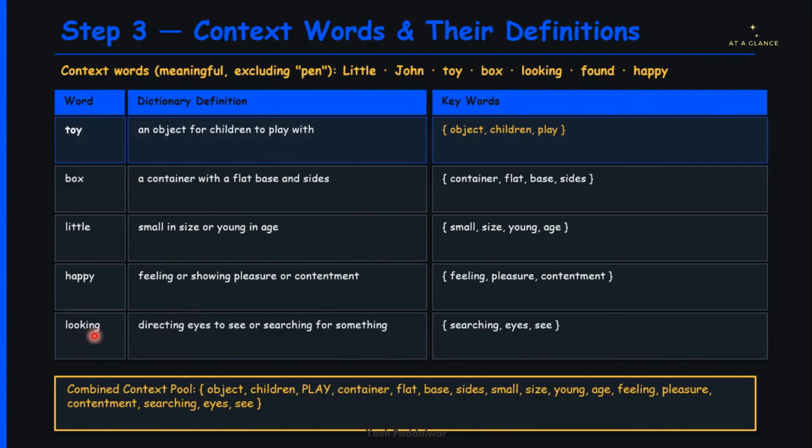Let's say for looking we have this definition: directing eyes to see or searching for something. So the keywords are searching, eyes, and see. We'll capture all the important keywords from each definition. Now we have the important context keywords for each word, and we also have the senses of the ambiguous word.